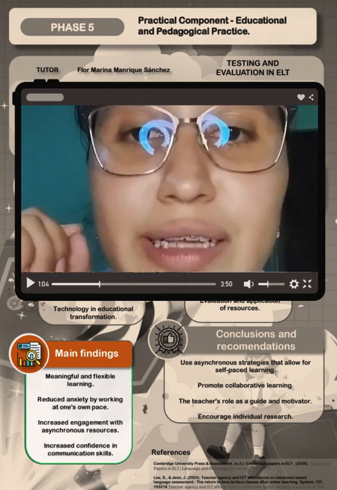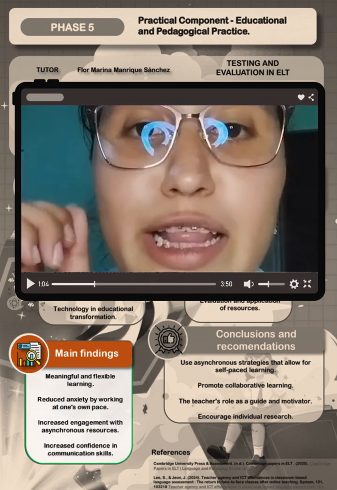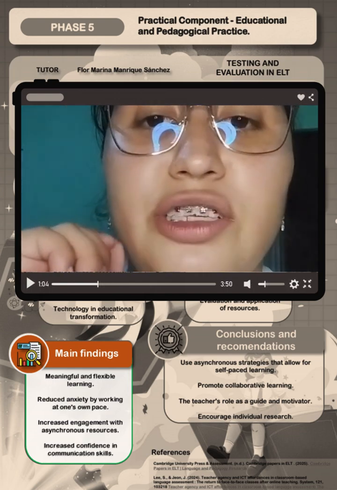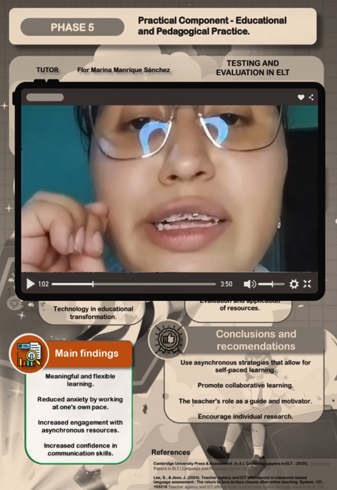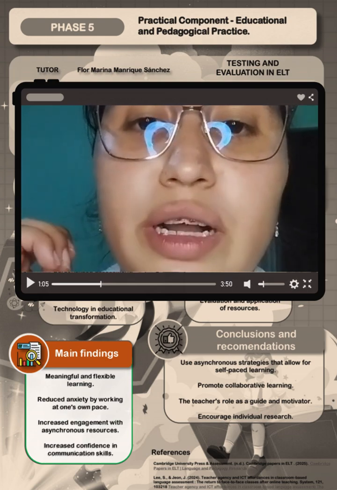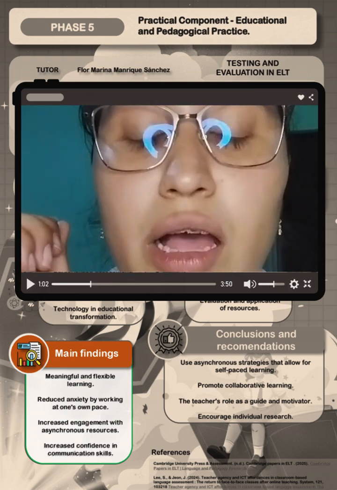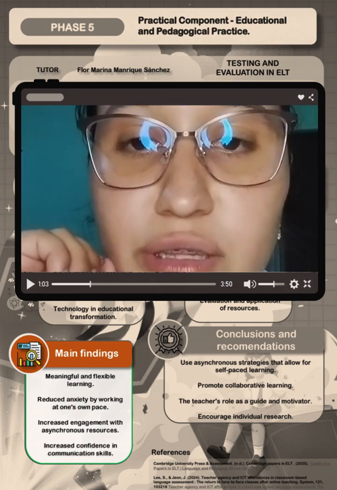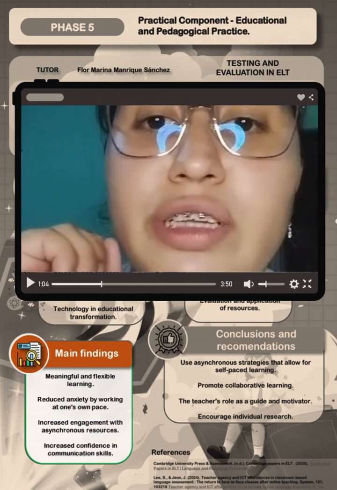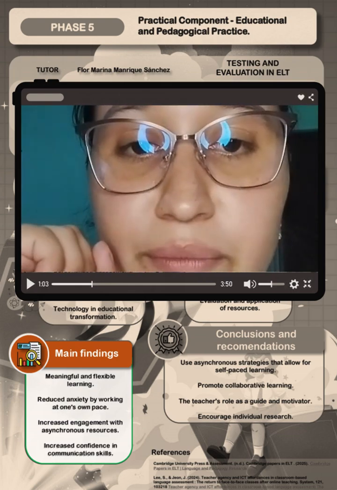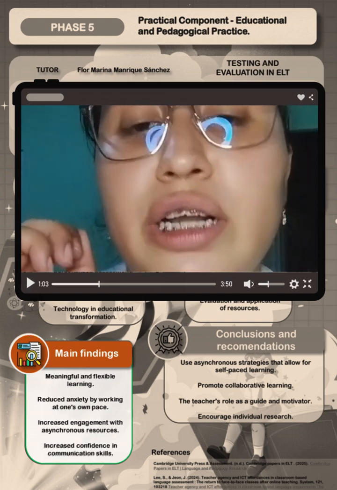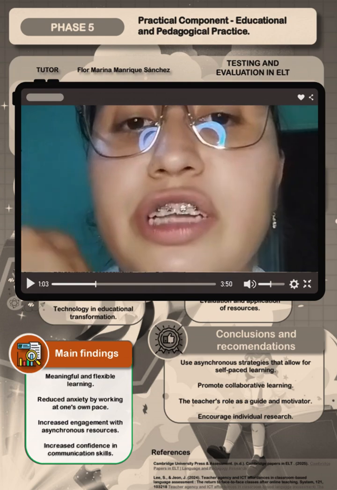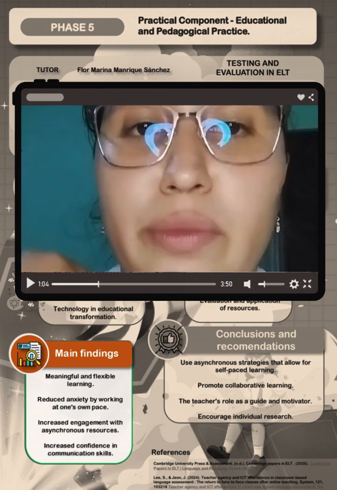The second finding is a notable reduction in academic anxiety. In traditional classes, time limits can make students feel very stressed. However, when asynchronous resources are used, individuals can work at their own pace. They can pause, reread, and practice a topic multiple times, which creates a comfortable environment.